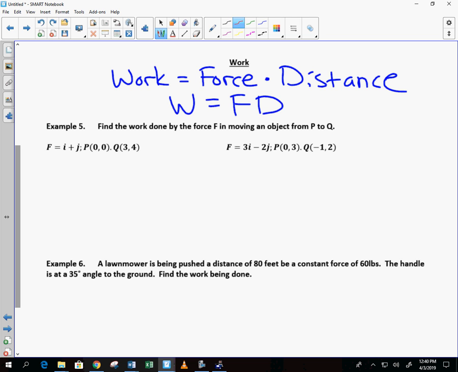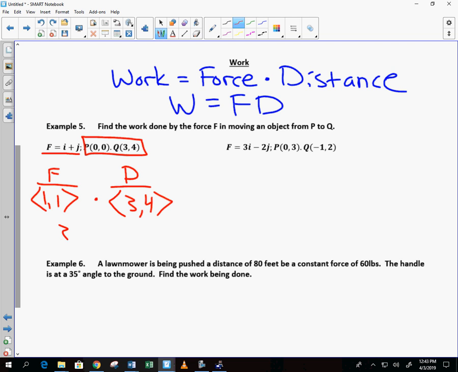Here we go. Find the work being done by the force F in moving an object from P to Q. So work is defined as force times distance. The force vector in this situation is 1, 1. Everybody with me? Multiplied by the distance vector. The distance vector is going to be the distance from moving it from 0, 0 to 3, 4. So what's the horizontal component? If I move it from 0 to 3, how far have I moved it horizontally? 3. If I moved it from 0 to 4, 4. Okay, so that's the distance vector. Now we multiply them together, and what do you get? 7 units of work have been done.